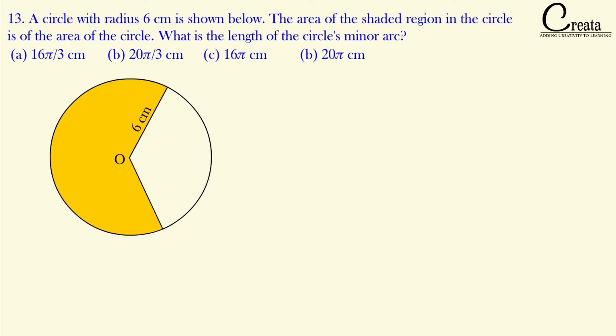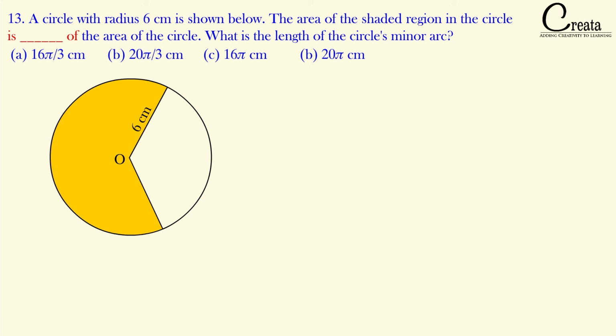Question number 13. This question is incomplete. Something is missing in this question. I will tell you how. The question is, a circle with radius 6 cm is shown below. The area of the shaded region in the circle is of the area of the circle. Here something is missing between the word is and of. The area of the shaded region in the circle is 1/3 of the area of the circle, 1/2 of the area of the circle, 1/4 of the area of the circle. So some fraction is missing in this part.